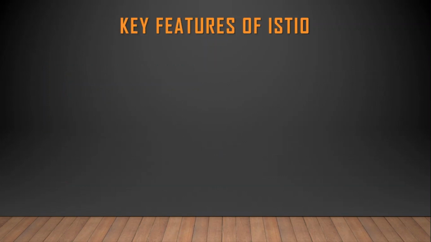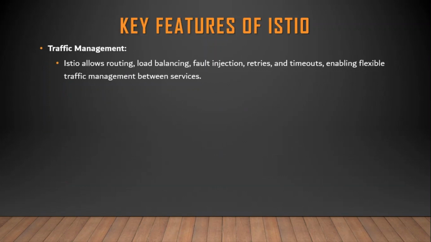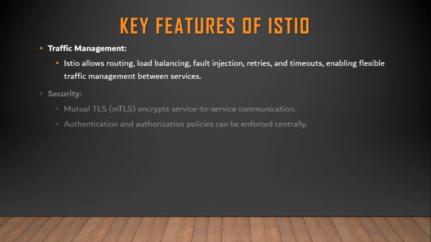Istio offers several key features. First one is traffic management. Istio allows you to control traffic between services. You can implement routing rules, load balancing, retries, and even simulate failures using fault injection. Second one is security. With mutual TLS, Istio encrypts all service-to-service communication. Additionally, it enforces authentication and authorization policies centrally.